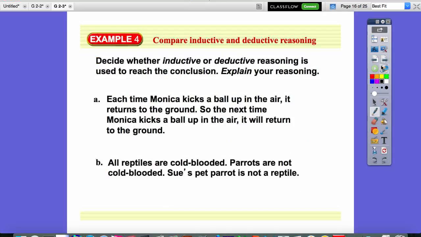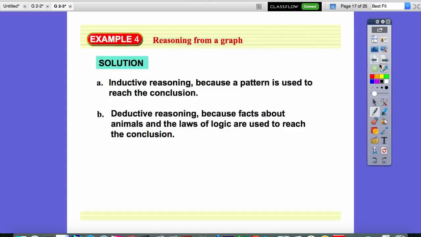Now, I'm not going to be so worried about whether you know this is inductive or deductive reasoning. Each time Monica kicks a ball up in the air, it returns to the ground. So the next time Monica kicks a ball in the air, it will return to the ground. All reptiles are cold-blooded. Parrots are not cold-blooded. Sue's pet parrot is not a reptile. So the first one was a pattern. It's inductive reasoning. The second one is deductive reasoning because it uses rules about laws of logic.